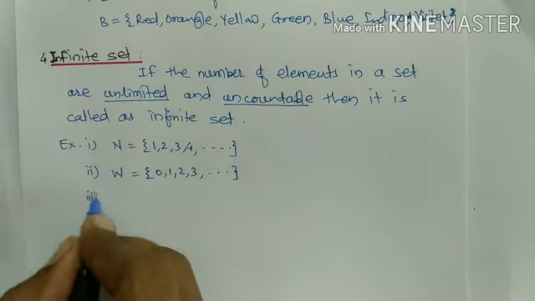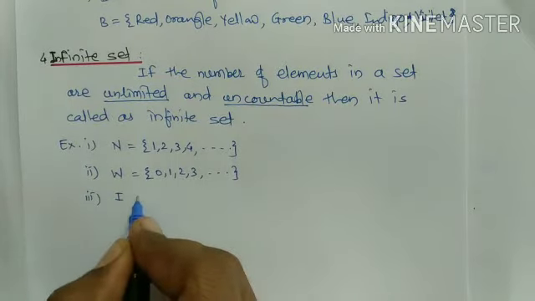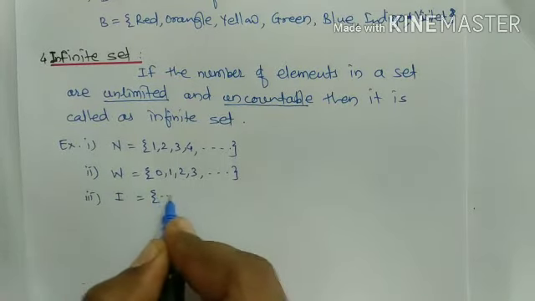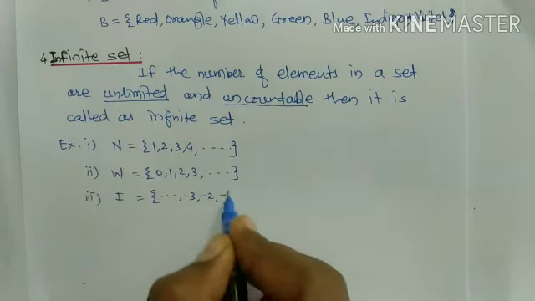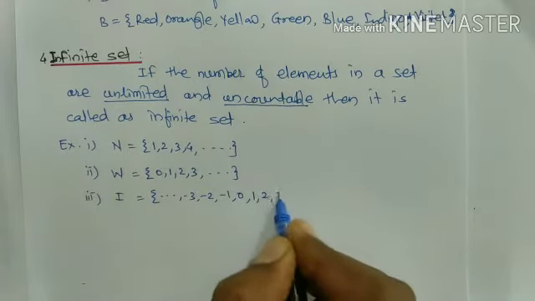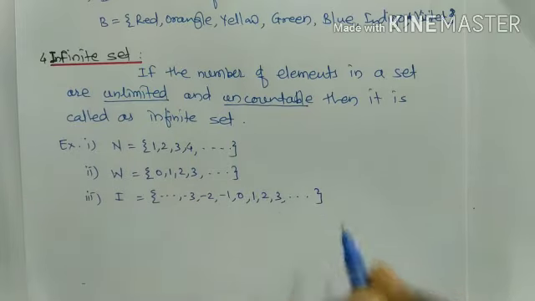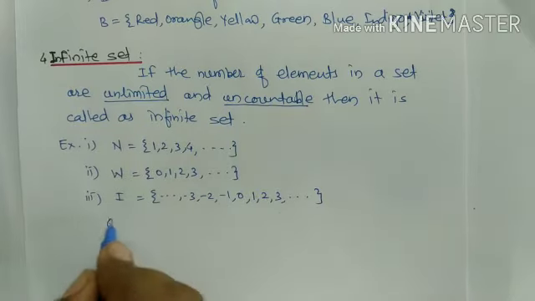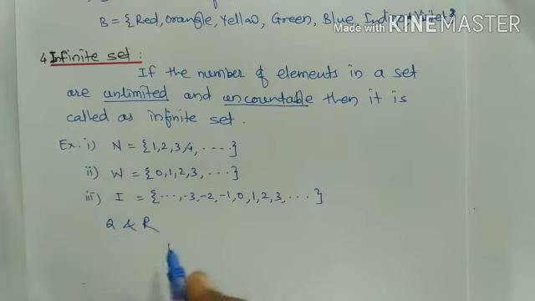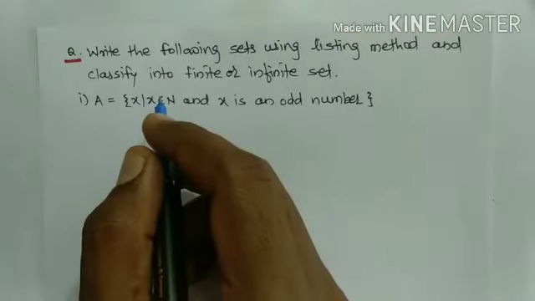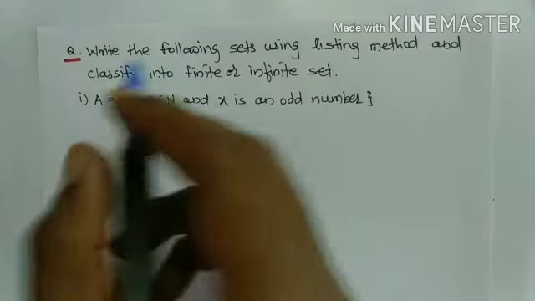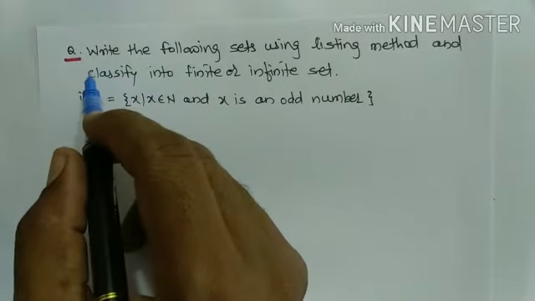Then integers: -3, -2, -1, 0, 1, 2, 3. It is an example of an infinite set. Then rational numbers and real numbers, the set of real numbers and the set of rational numbers, these are also examples of infinite sets. These are all examples of infinite sets. We are going to solve the examples of the question given in our textbook.